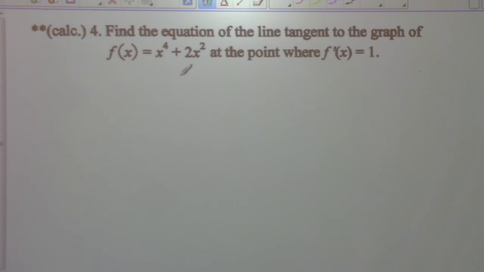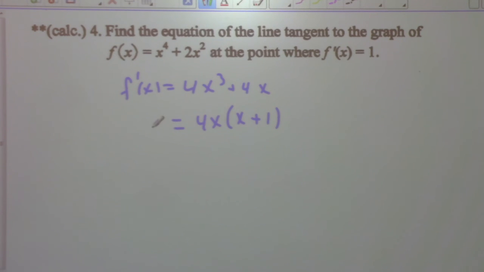Make it equal to the slope. So we have... I didn't even get anything. I'm trying. Me too. Yeah, me too. Wow.